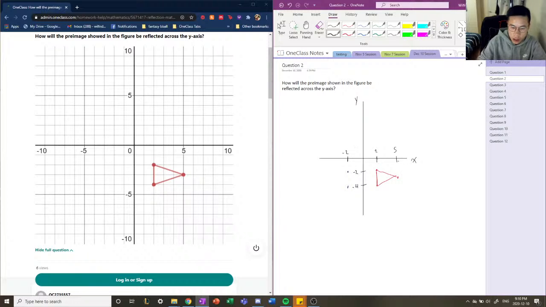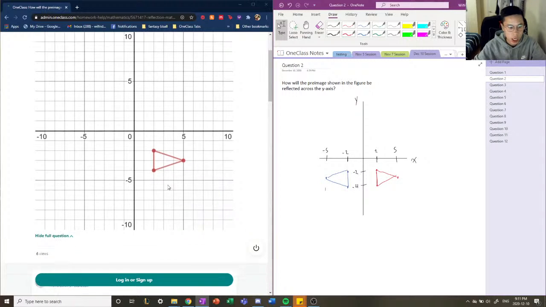Finally, we have our last vertex here, which is at -5. Using the same rationale, we're going to make sure that it is always 5 units away from the y-axis when we're reflecting it. So this is the reflection of that, and this is the triangle that we have. This is how you flip or reflect an image across an axis.